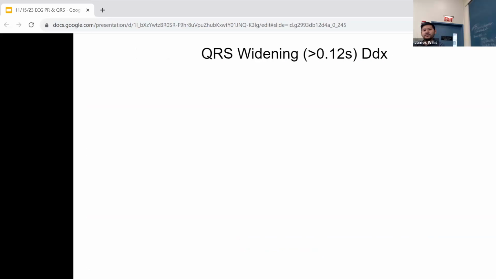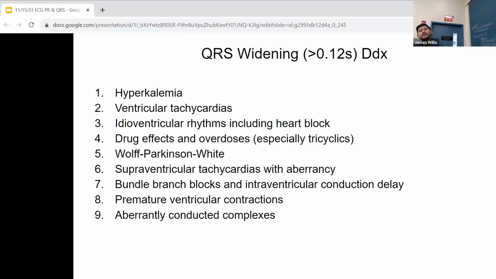Besides hyperkalemia, what's on your differential for a wide QRS? It's a pretty big differential. Bundle branch blocks. VTAC, yeah. Scary. So drug toxicity. Which ones? TCA, what else? Anything that affects your sodium channel, Brugada, maybe. Actually, this is a long list.